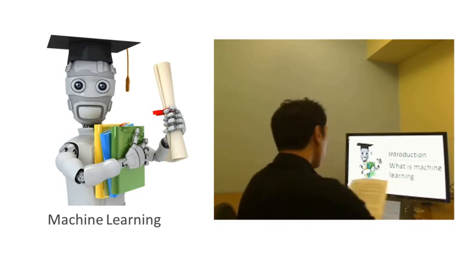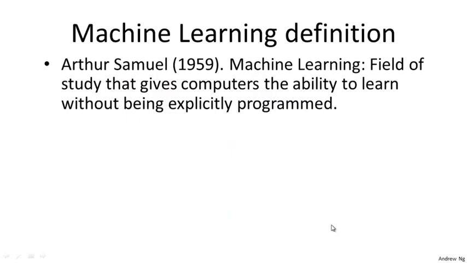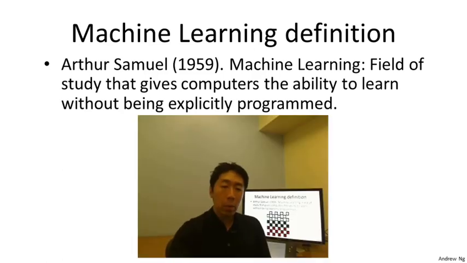Here's the definition of what is machine learning that is due to Arthur Samuel. He defined machine learning as the field of study that gives computers the ability to learn without being explicitly programmed. Samuel's claim to fame was that back in the 1950s, he wrote a checkers playing program. And the amazing thing about this checkers playing program was that Arthur Samuel himself wasn't a very good checkers player. But what he did was he had the program play tens of thousands of games against itself.